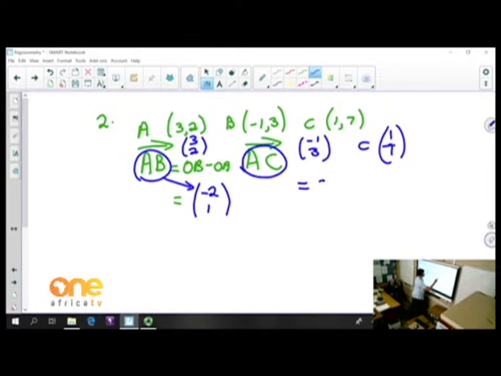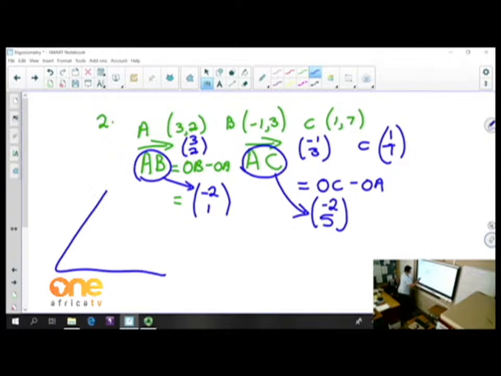So AC is going to be OC minus OA. So 1 minus 3 is then negative 2, and 7 minus 2 is 5. So this is the column vector for AC and the column vector for AB.